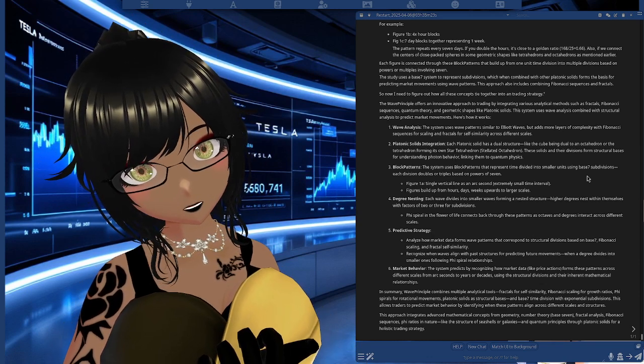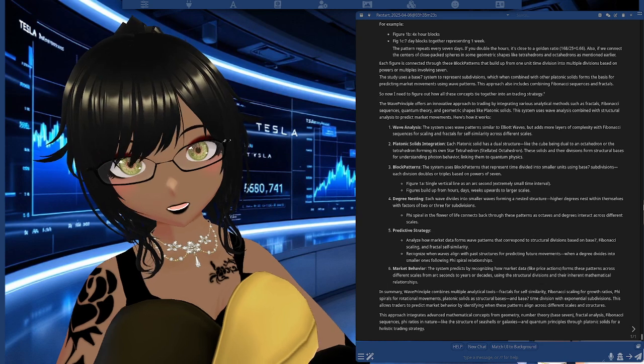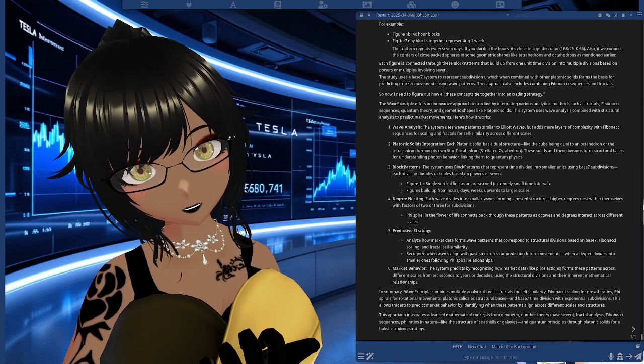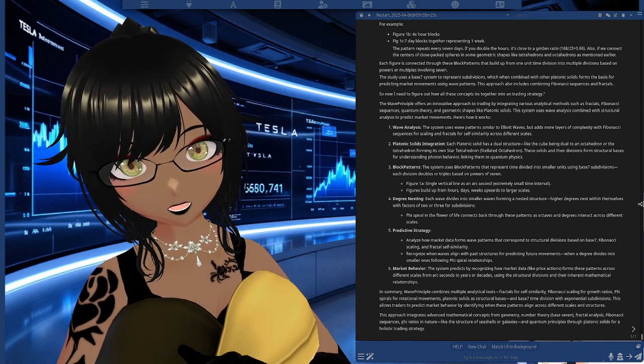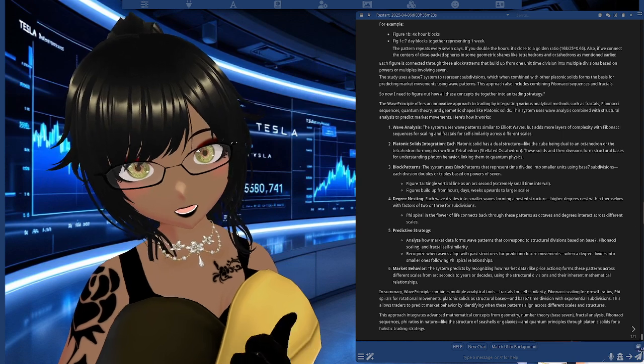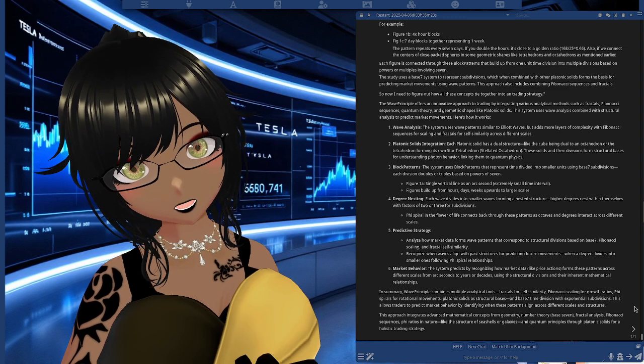In summary, the wave principle combines multiple analytical tools: fractals for self-similarity, Fibonacci scaling for growth ratios, Phi spirals for rotational movements, Platonic solids as structural bases, and base time division with exponential subdivisions. This allows traders to predict market behavior by identifying when these patterns align across different scales and structures.